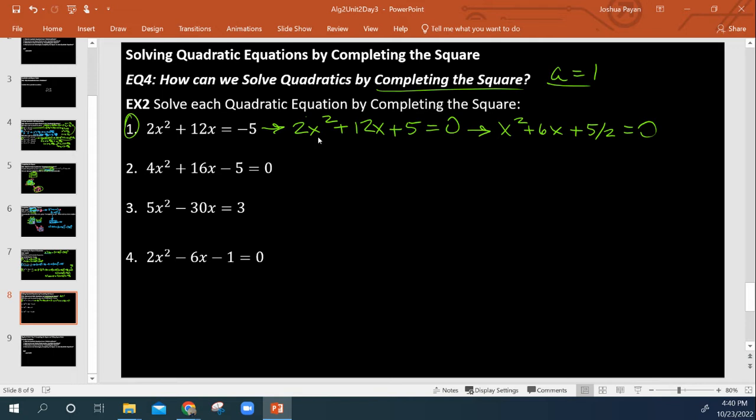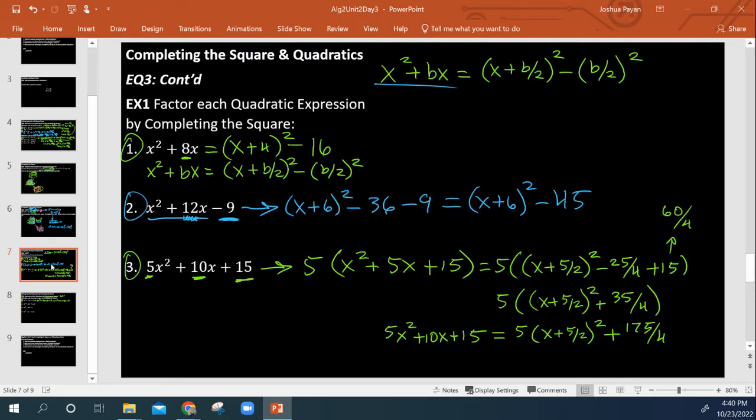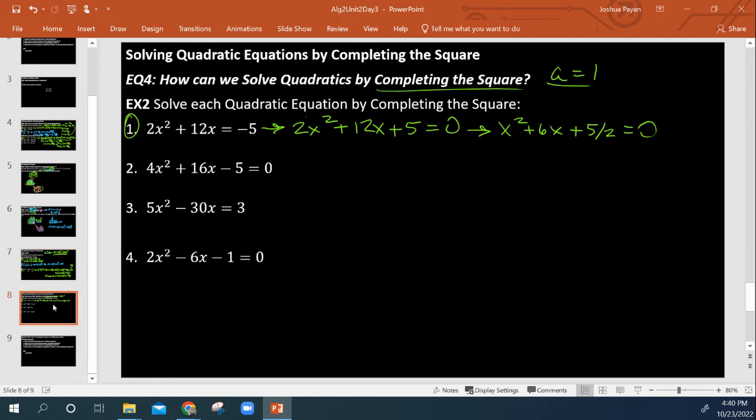Okay, so now it's just a matter of plugging into, if you recall from the previous part of the video, that part of the formula right there. So this is just going to become x plus 3 all squared minus 9. And then we have the plus 5 over 2 equals 0. Okay, so negative 9 plus 5 over 2.